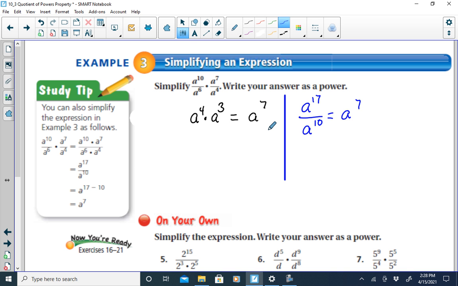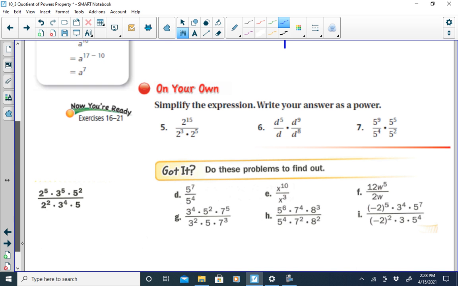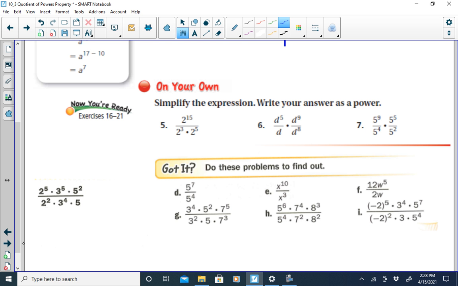So you can do the problem either way. That being said, let's take a look at some examples down here, where you guys can kind of work on your own. Let's do this first one here. Let's take care of that denominator first, so that's going to be 2 to the 15th over 2 to the, what's that, 3 plus 5 is 8, 2 to the 8th, and then we're going to subtract those exponents. 15 take away 8, that's going to give us 2 to the 7th power.